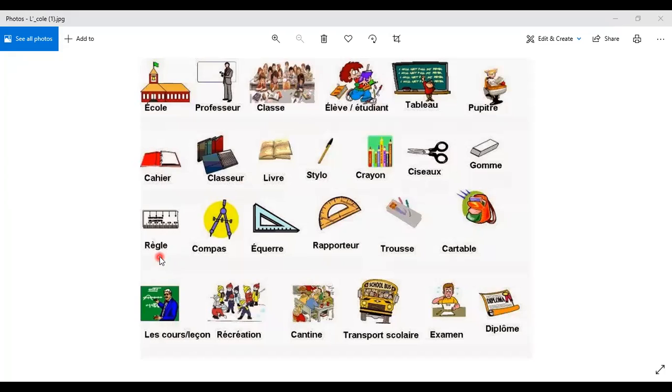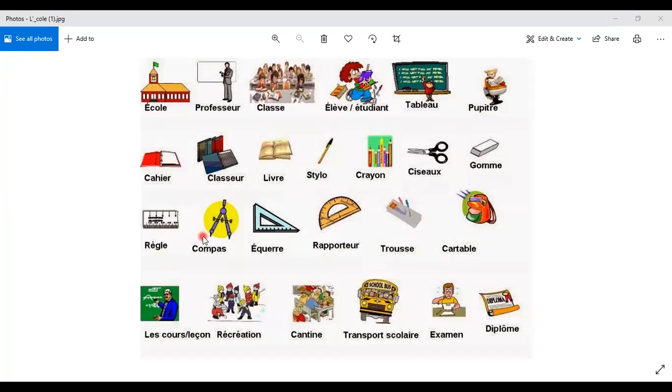Une règle. Une règle. So if you need to say I have a ruler, you can say j'ai une règle. I have a ruler. J'ai comes from avoir. Okay, you just did it right now with me. And une is an article. This means a, and règle means ruler. So j'ai une règle means I have a ruler.